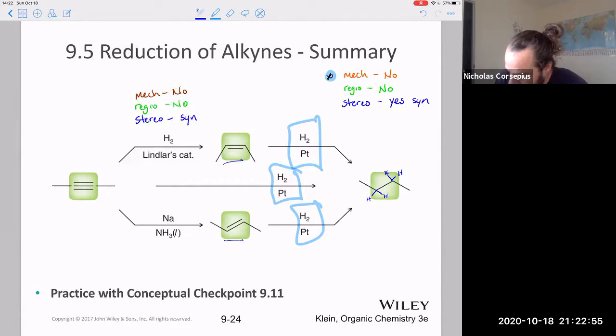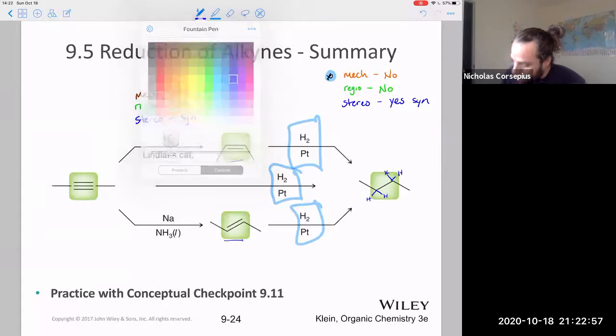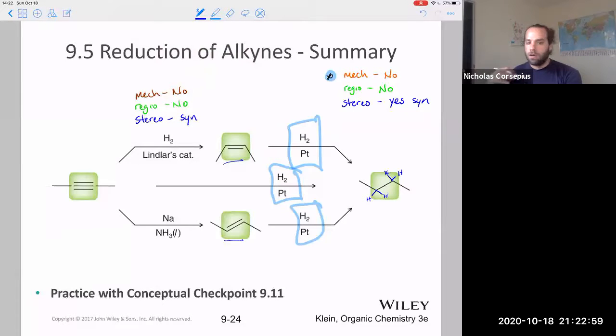And this is in contrast to where we're using that sodium. Again, mechanism, no. Regio, no. It's only the stereoselectivity that we need to know about, and that this is an anti-addition, right? So we're going to be adding hydrogens to either side. Okay, so that's the big difference between especially Lindlar's catalyst and this sodium and ammonia. One is a way to generate a cis alkene from an alkyne. The other one is a way to generate a trans alkene from an alkyne.